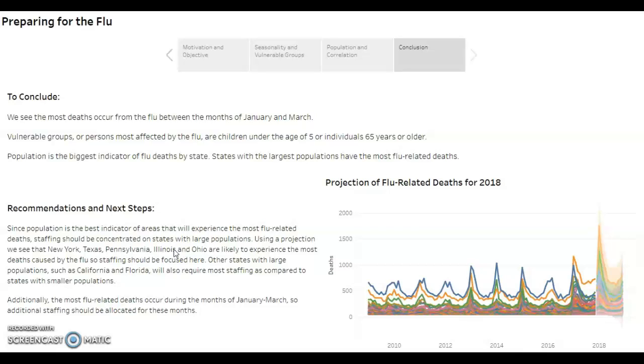Additionally, we could allocate additional staffing to states with larger pockets of high-risk individuals in an effort to increase vaccination among them.